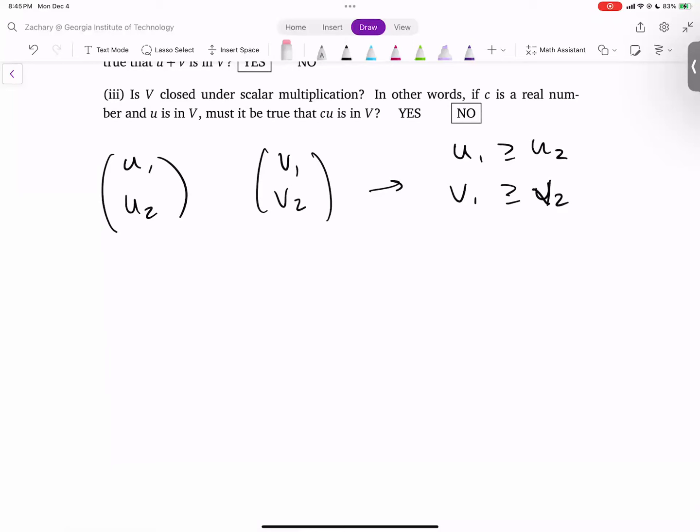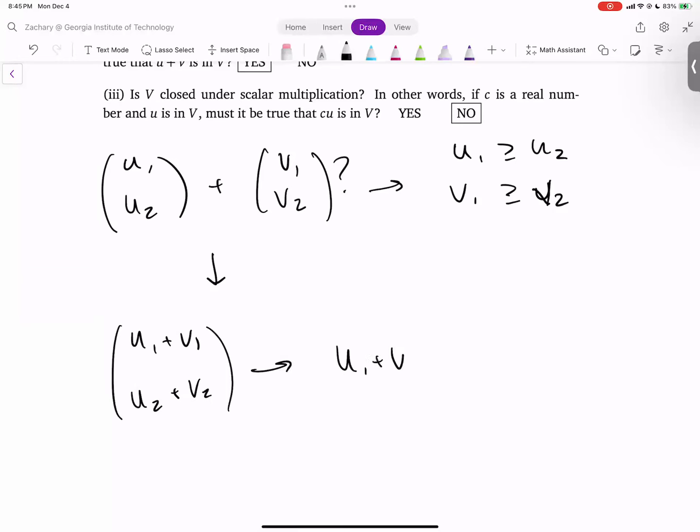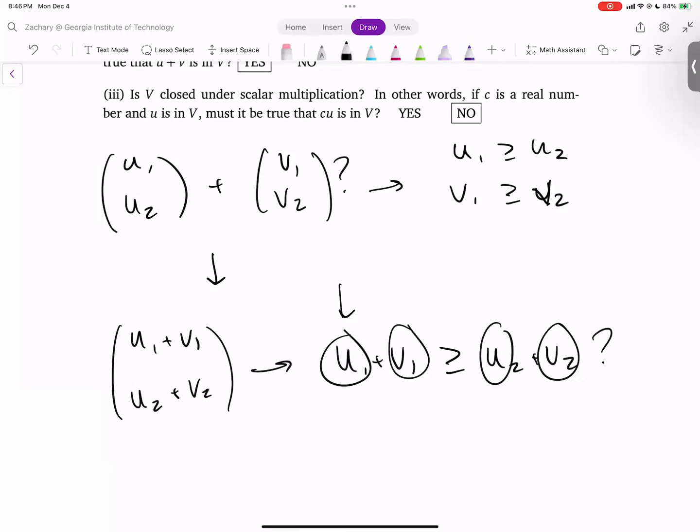So what this question is asking: if we add these two together, does that still hold? Well, that is u1 plus v1 and u2 plus v2. Now this asks, is u1 plus v1 greater than or equal to u2 plus v2? Yeah, because this is bigger than this, and this is bigger than this. So we have two bigger pieces we're adding together, and is that bigger than or equal to two smaller pieces that we're adding together? Yeah. Does that make sense?